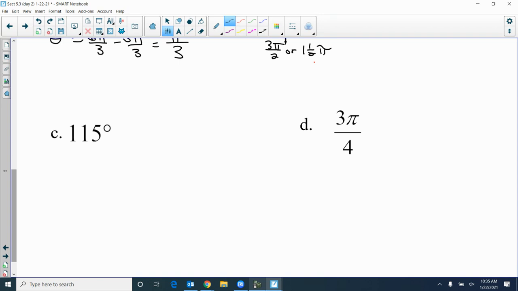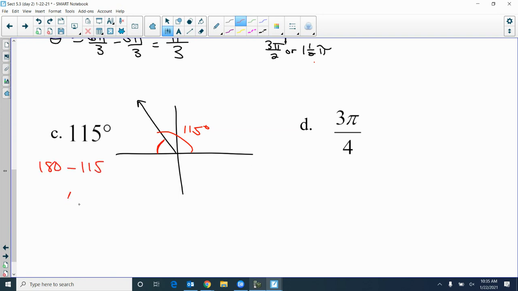All right. Peyton, you got it? I have the first one. What did you get for the first one? 65 degrees. 65 degrees is correct. 115 would be in quadrant 2, so we need that angle. So this right here is 115. So 180 minus 115 is 65 degrees. That's my reference angle.